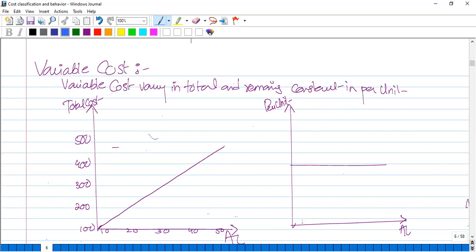Now we will discuss variable cost per unit. The variable cost per unit graph looks the same as the fixed cost graph in total, but there is a vast difference between these two graphs. There are different concepts behind these two graphs. The fixed cost graph remains constant at all activity levels, but in the variable cost per unit graph there is another concept.